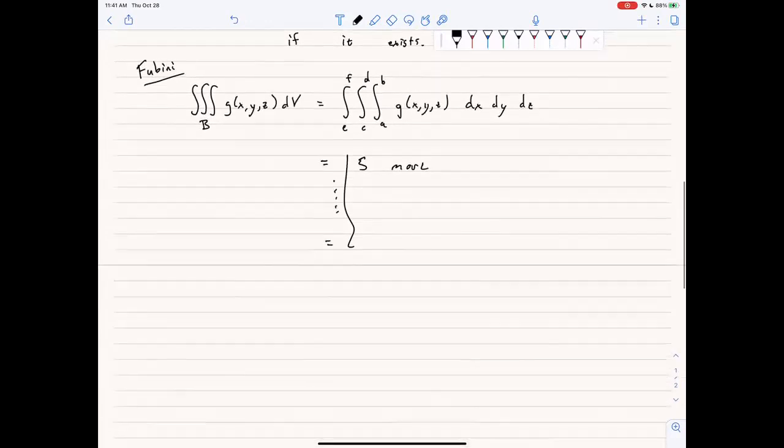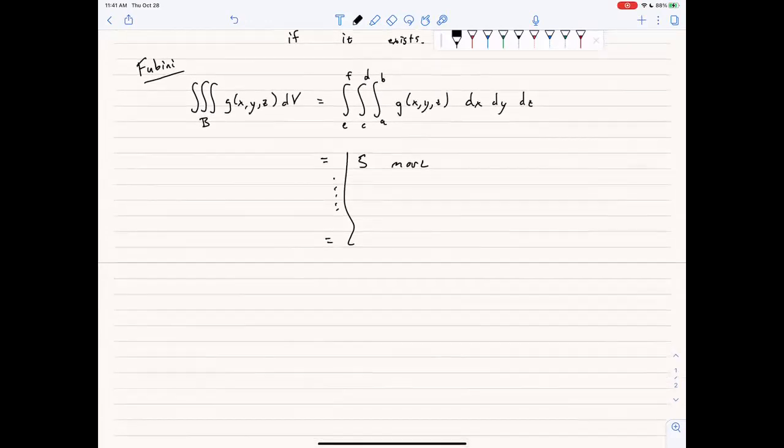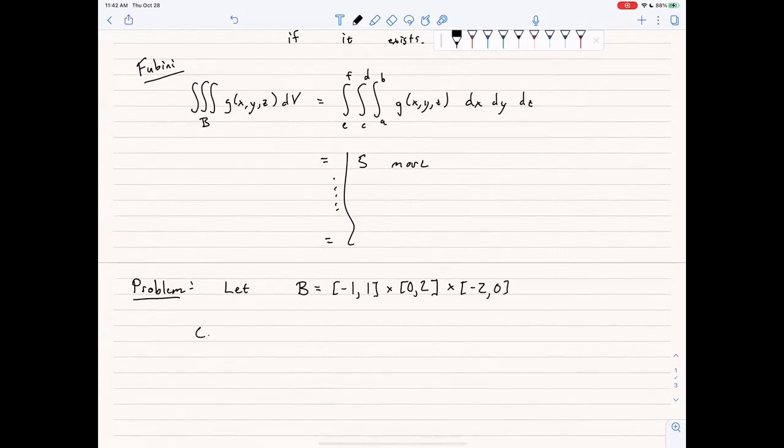Okay. So what we want to do is jump onto Fubini's bandwagon and see if we can solve a problem doing a triple integral. All right, so let's say we have the following box: -1 to 1, 0 to 2, -2 to 0. So we want to calculate the following triple integral.